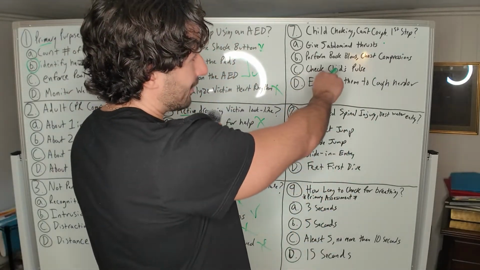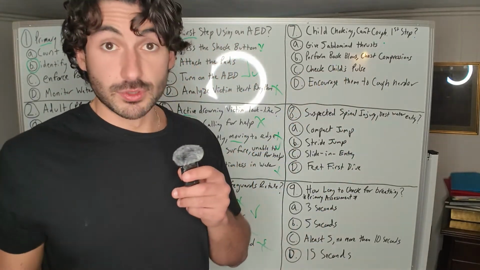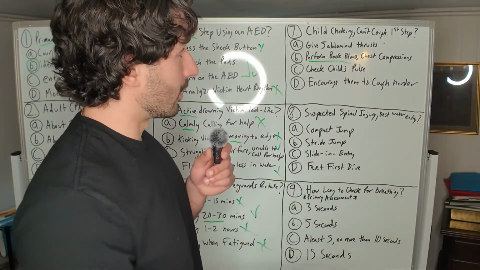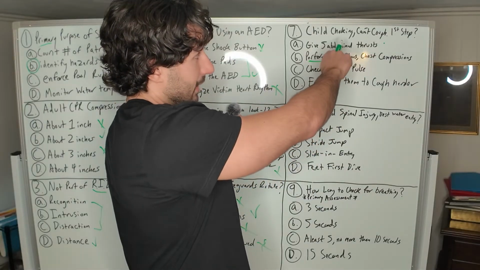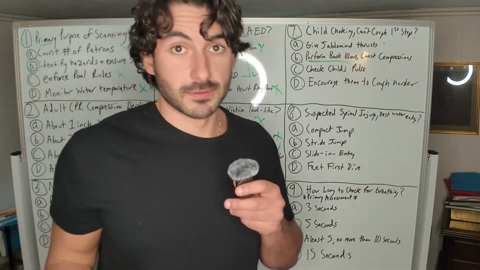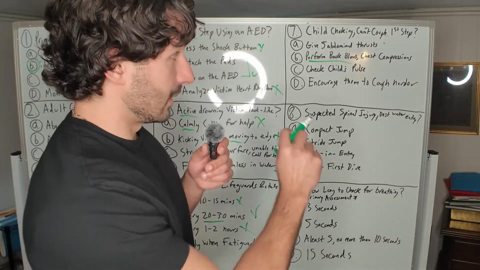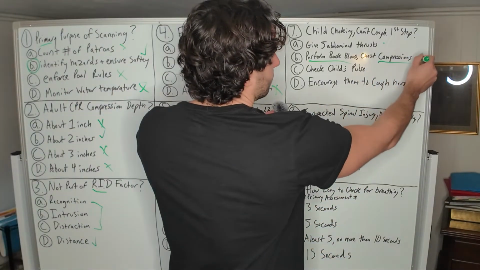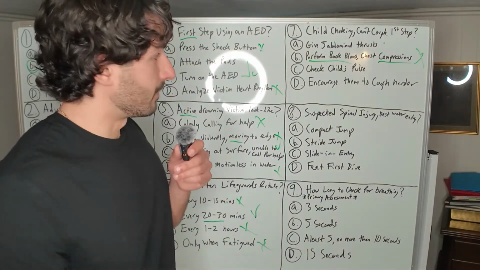B, perform back blows and chest compressions. You do perform back blows, so this is right. But the chest compressions, remember, the child is choking and can't cough. They're responsive. They're not passive on the ground. And compressions implies it's like CPR. So this isn't right because this is an active choking victim, as you can assume from the question.